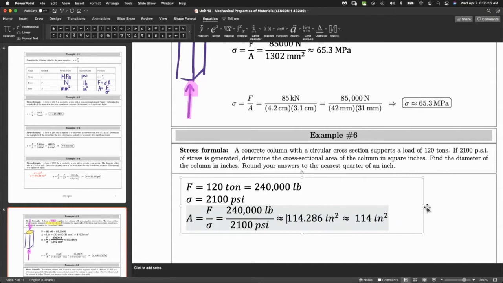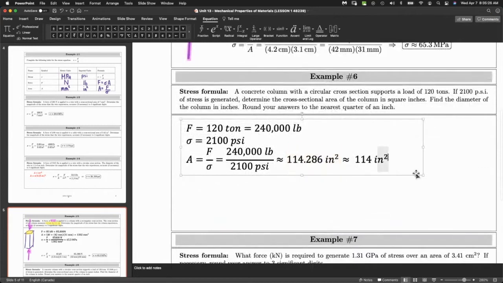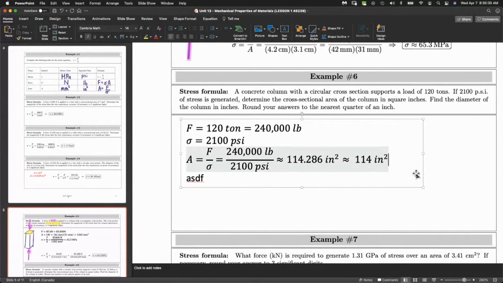So why did I do two approximations here? The reason is because I want to find the diameter later. So now we're going to use this number here to find the diameter, since that number is more accurate. So we got one answer out of the way. Let me just bold it and turn it red or something.